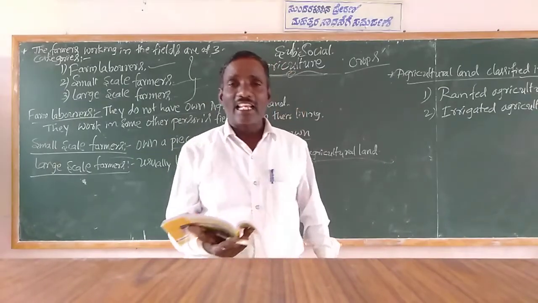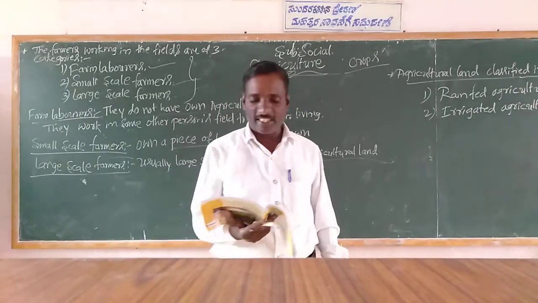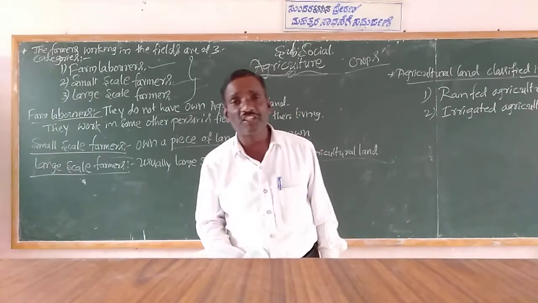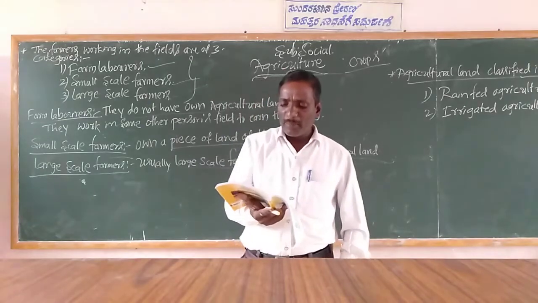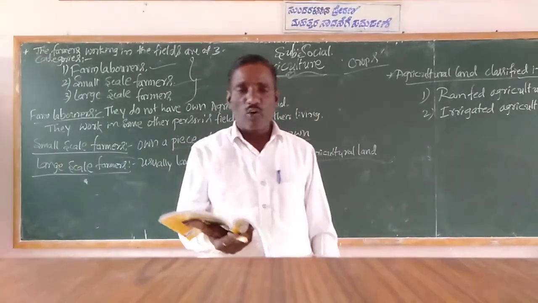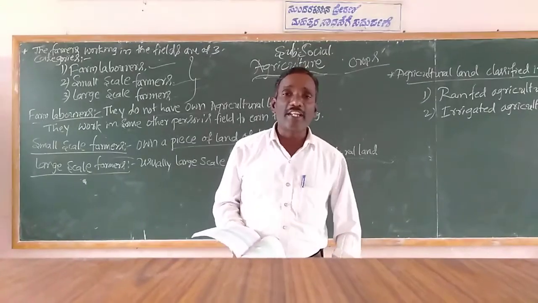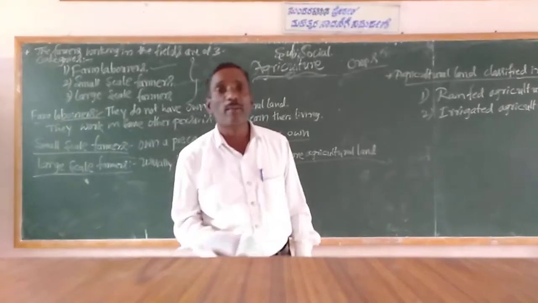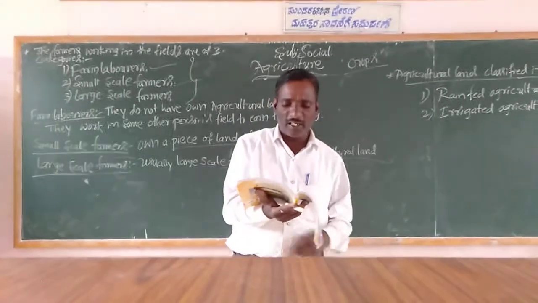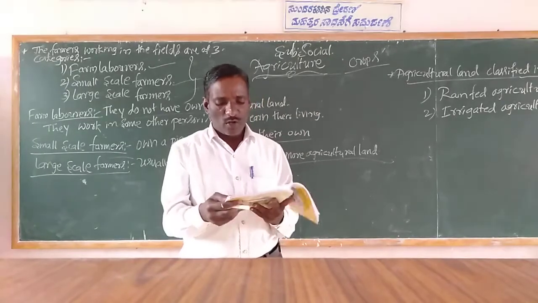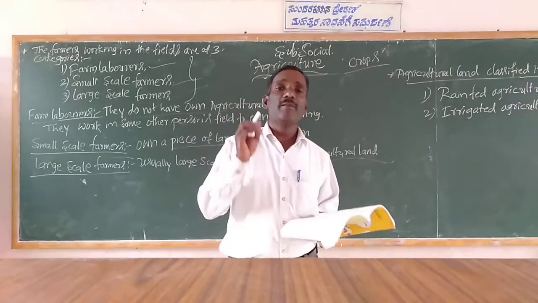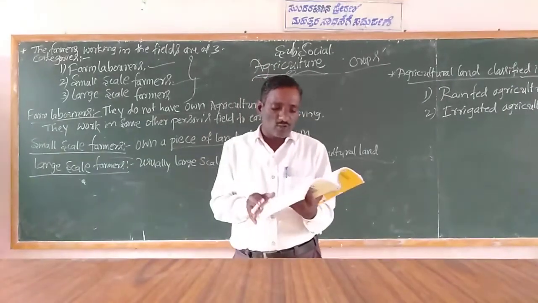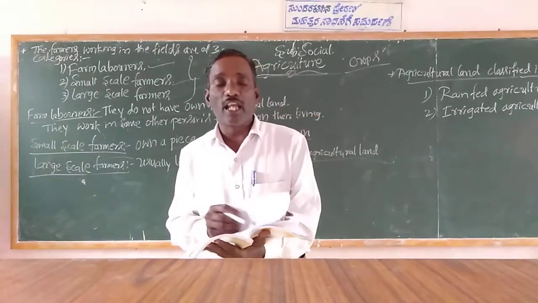They get very less wage. Yes, farm laborers are very rich? Wrong. Many rules have been implemented to solve the problems. The Government of Karnataka and the Government of India have implemented many programs. For example, it is mandatory to give minimum wage to the laborers.